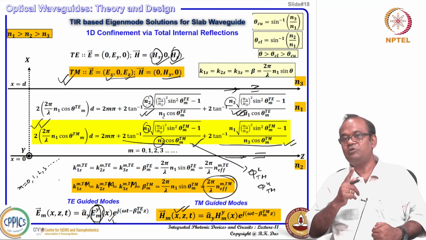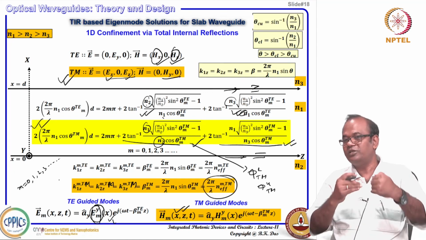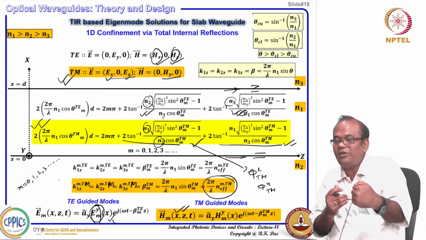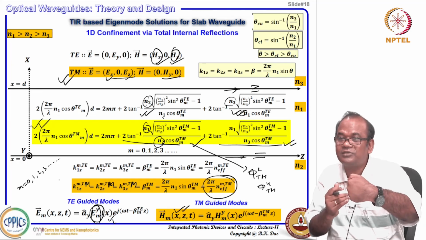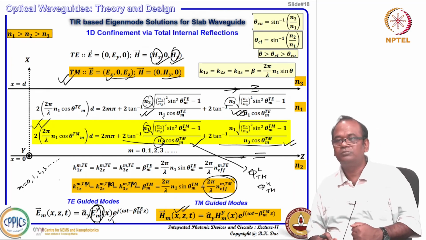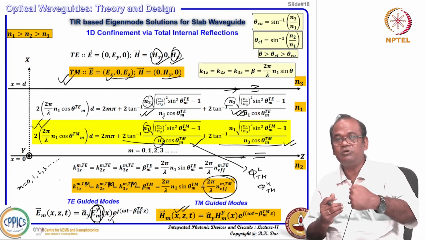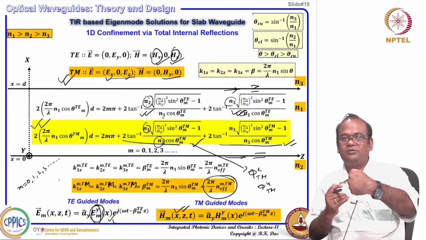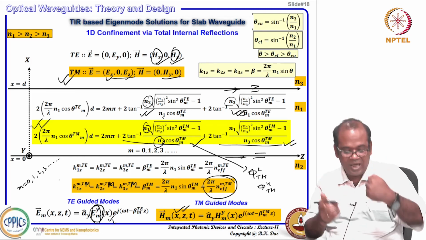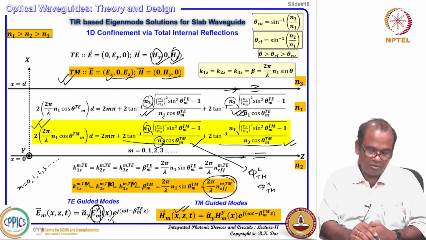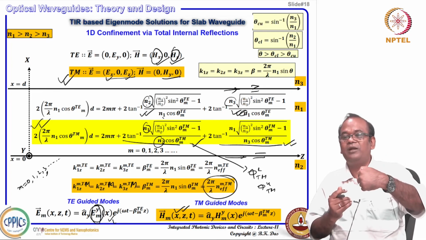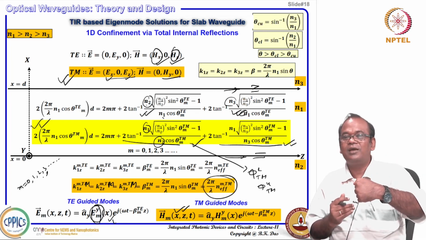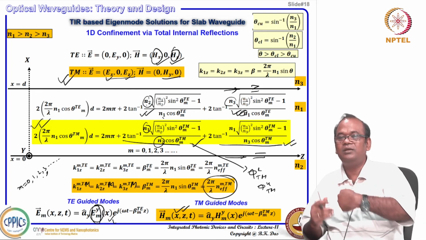So, you have to ensure the confinement along the x direction. All the solutions you have to check whether they are giving you confinement along the x direction or not. If it is not giving confinement along the x direction, that is not a guided mode. Suppose up to 3 you are getting solutions which give well defined confinement along the x direction, then we can say that 3 modes can be guided in this waveguide.